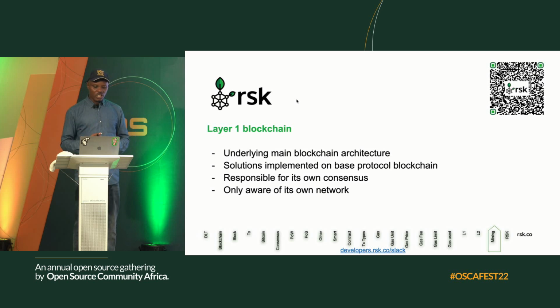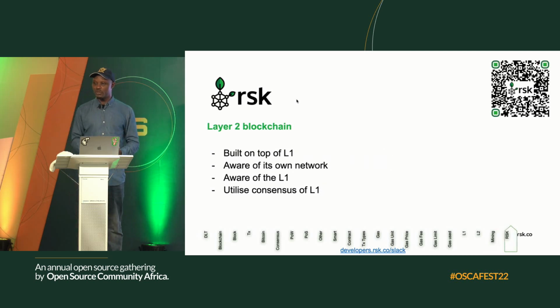Layer 1 blockchain is responsible for its own consensus, and it is only aware of its own network. So layer 2 blockchain is what gets built on top of the base chain, which is the layer 1 blockchain. And that's what is happening in the RSK ecosystem. RSK is a layer 2, but we'll get there. Layer 2 blockchain is what gets built on top of the base chain in order to improve its scalability. Now, layer 2 is aware of its own network and the network of the underlying layer 1. Remember, layer 1 is only aware of its own network, but layer 2 has to be aware of the underlying blockchain and its own. So layer 2 can use the consensus mechanism. Remember we talked about consensus.